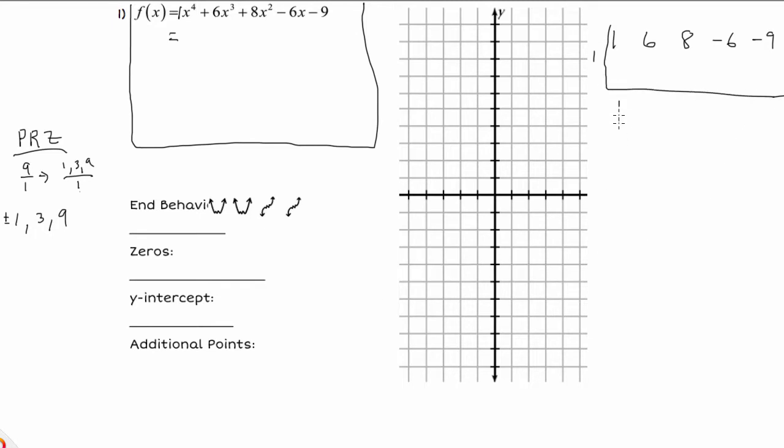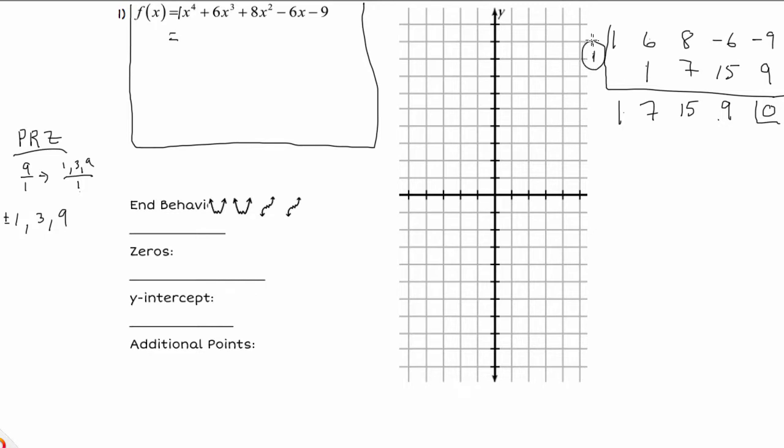All right, first one, drop it down. 1 times 1 is 1. 6 plus 1 is 7. 1 times 7 is 7. Add straight down, you get 15. And 1 times 15 is 15. And let's see here, we get a 9. Oh, and this one works. And 1 times 9 is 9. Add them up, you get a 0. And that's going to be our remainder. And then this is going to be our other. So this is going to be the remainder, our c, x, x squared, and x cubed.